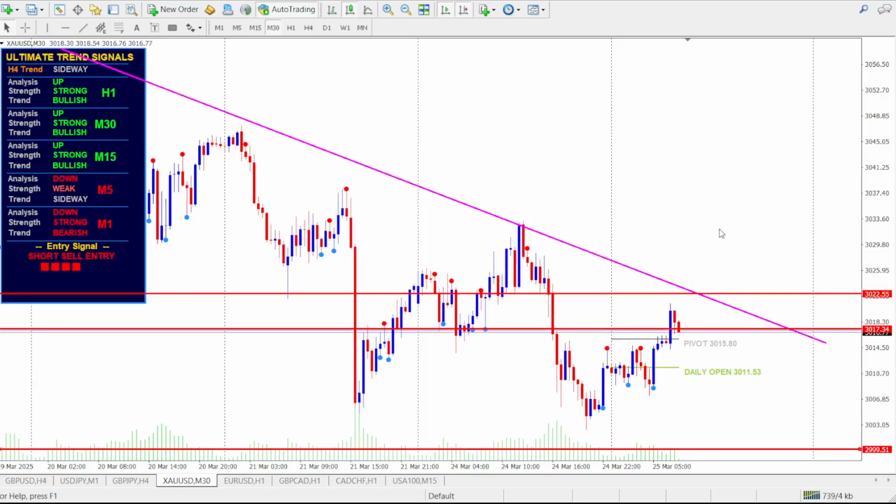Now, the Ultimate Trend Signals V2 indicator is quite an effective tool for traders who want clear signals without overcomplicating their strategy. So if you are looking for an easy way to spot market trends, this indicator is definitely worth checking out.